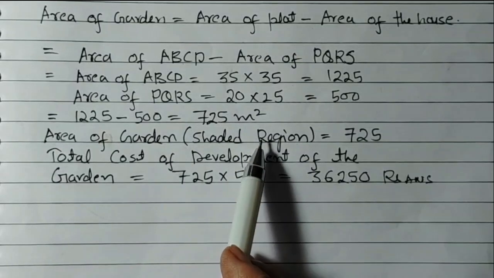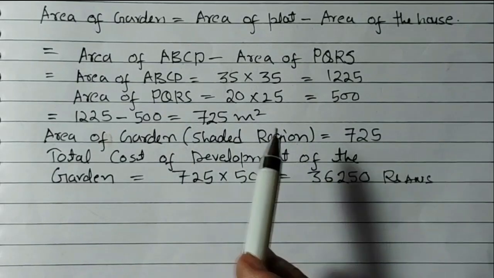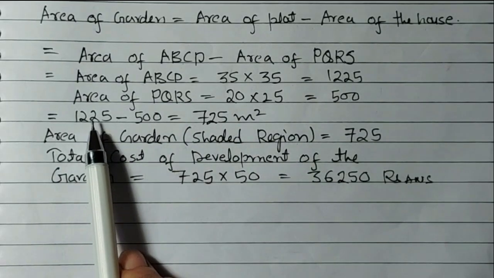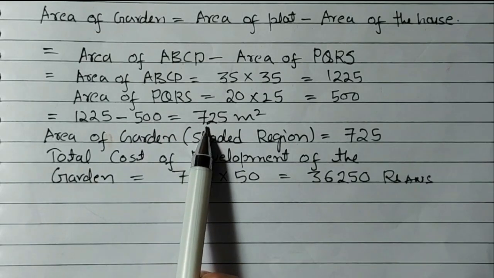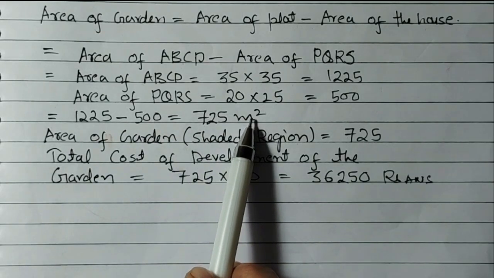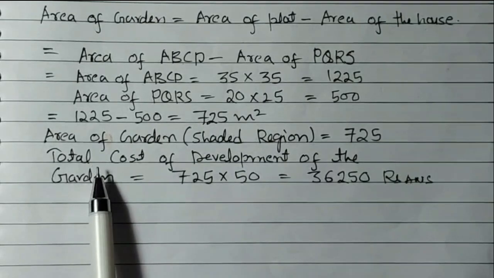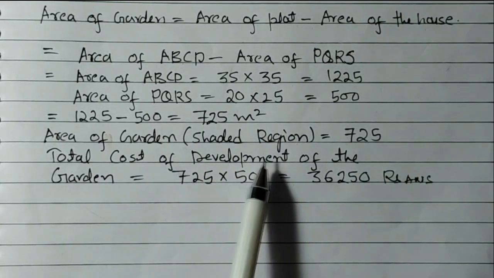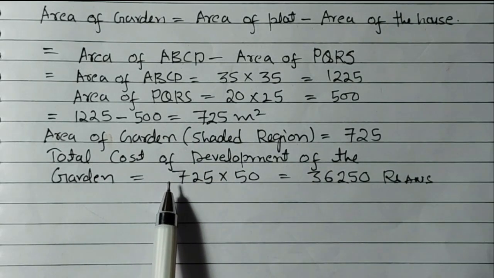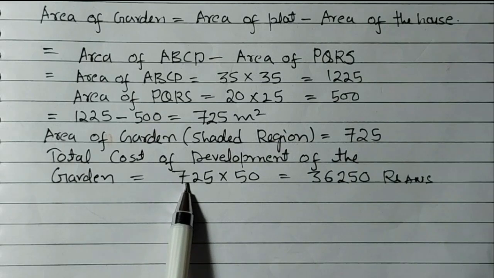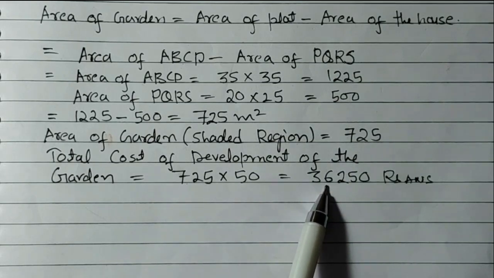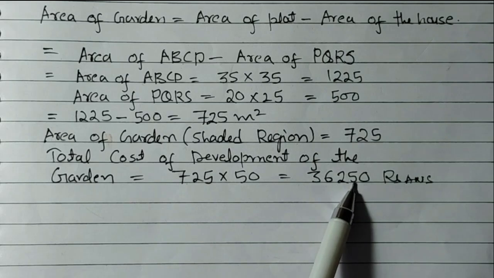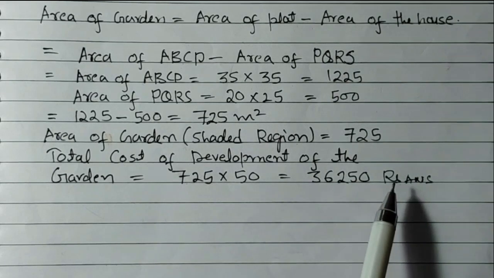So now area of the garden will be equal to 1225 minus 500, which is equal to 725 meters square. So total cost of development of the garden is equal to 725 into 50, which is 36,250. This is the answer.